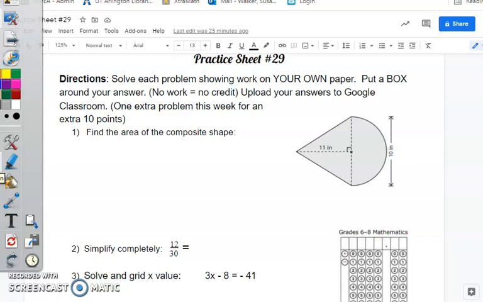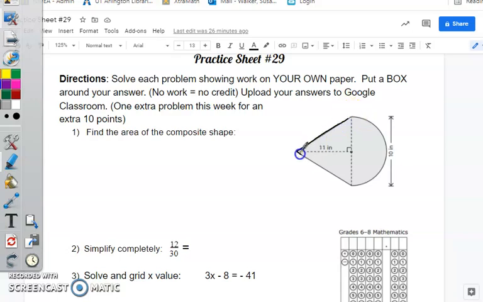Hey guys, we are going to work on practice sheet 29. I am going to start with you on number 1, but you are going to finish this out. So for find the area of a composite shape, we want to break it into the shapes that we see.